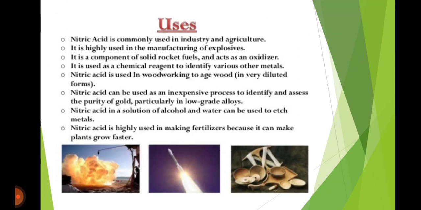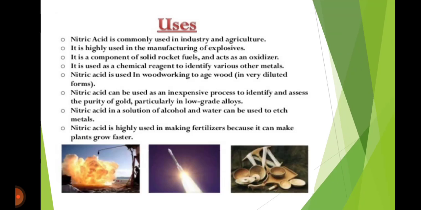Now we talk about its uses. Nitric acid is commonly used in industry and agriculture. It is highly used in the manufacturing of explosives. It is a component of solid rocket fuels and acts as an oxidizer. It is used as a chemical reagent to identify various other metals. Nitric acid is used in woodworking to age wood.